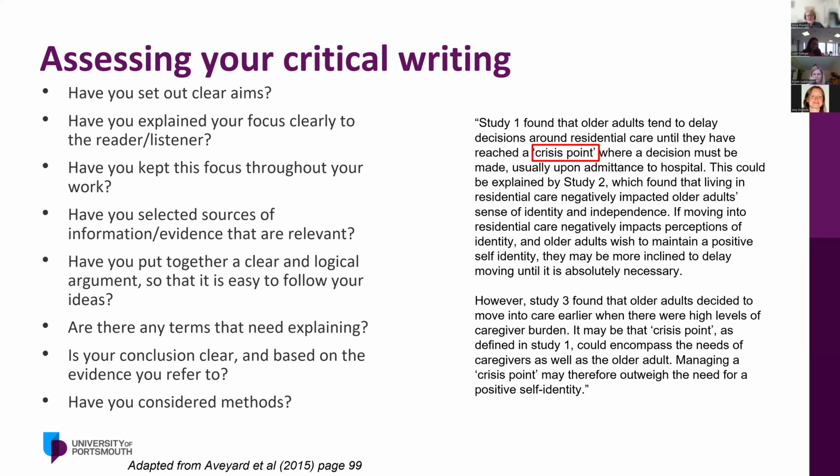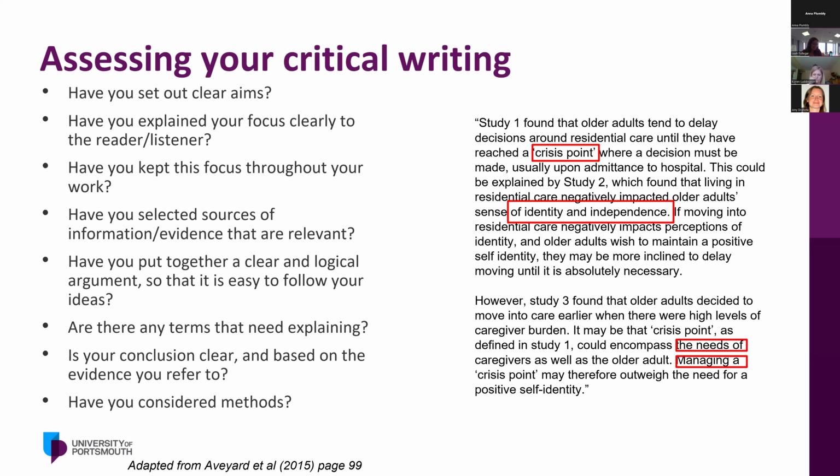explaining. I haven't explained to the reader why identity and independence are important concepts related to decision making. This is just an assumption I've made in my head. And reading it back, I can see that actually that doesn't necessarily follow on because I've not explained that. This might be a really good opportunity to add in some information or a sentence or a paragraph, just explaining why that's relevant. I've also mentioned the needs of caregivers, but I've not said why that might be important or why it might impact decision making for an older adult.